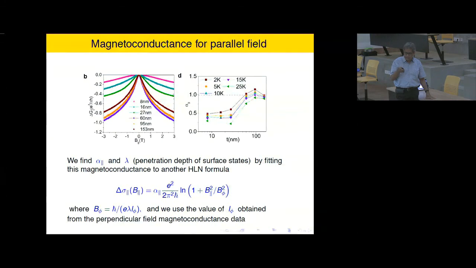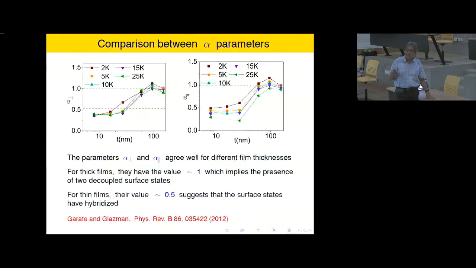So an interesting thing that appears at this point is that if you compare these two alpha parameters, the alpha perpendicular and the parallel, they look very similar. I mean, they both start around 0.5 at small thicknesses and go up to 1.